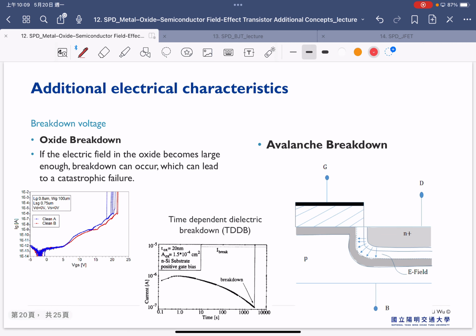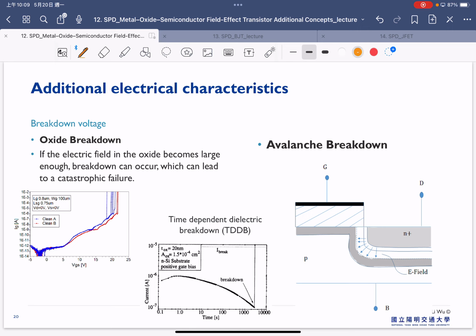And another thing we also have to worry about is an issue related to oxide breakdown here. So when we talk about the IV current here, we always assume that no current actually flows in the dielectric, but that is not true.